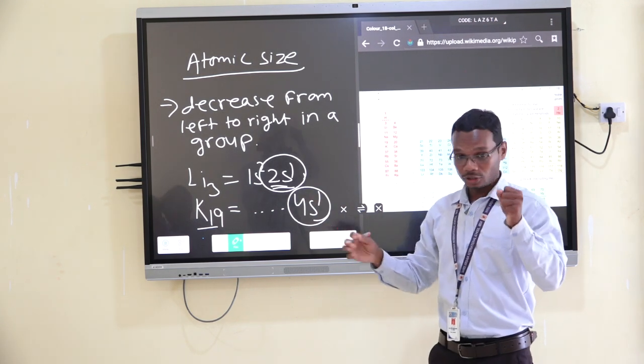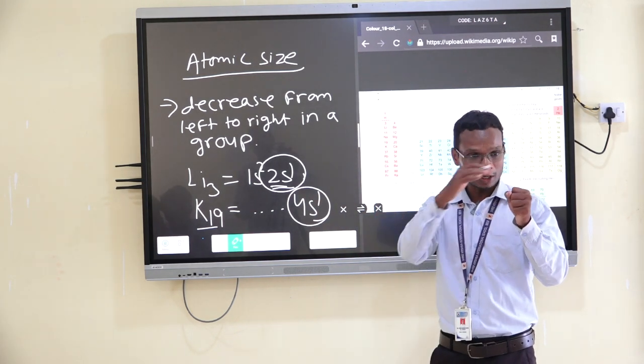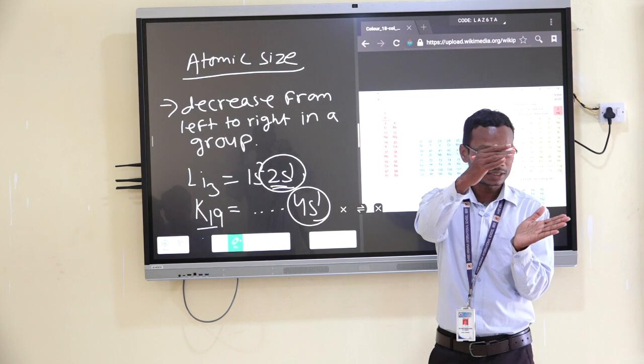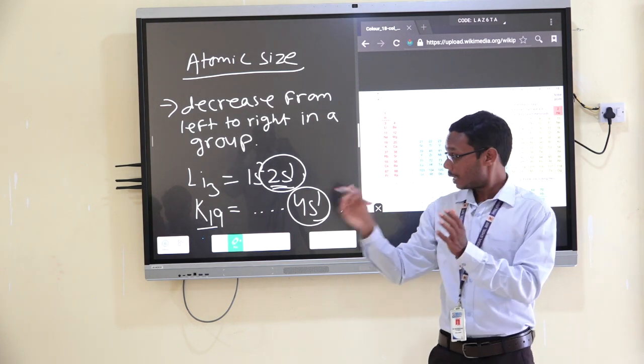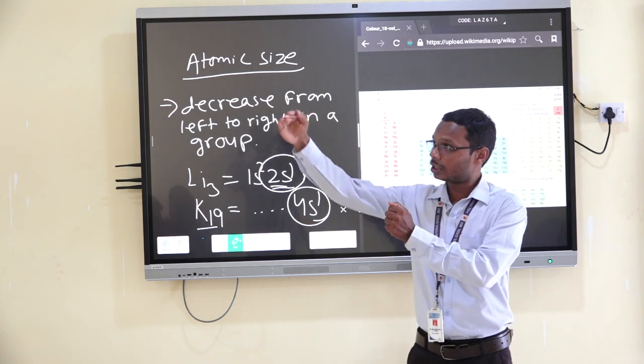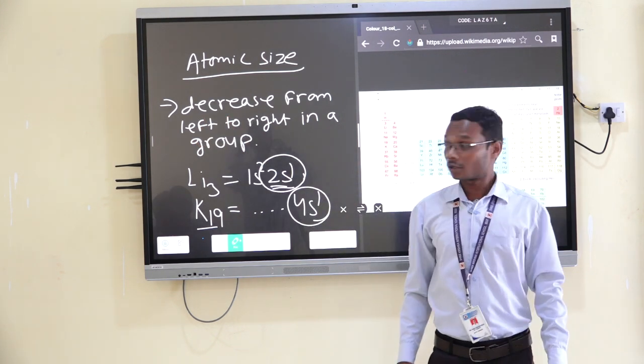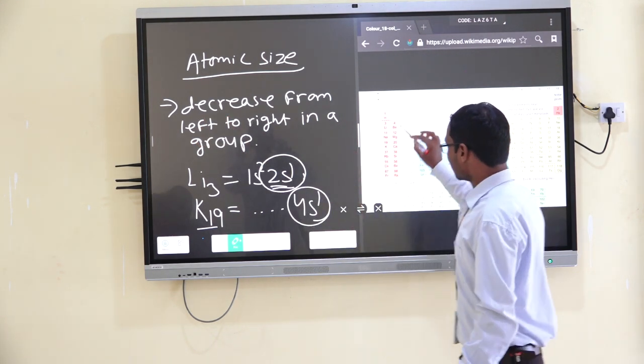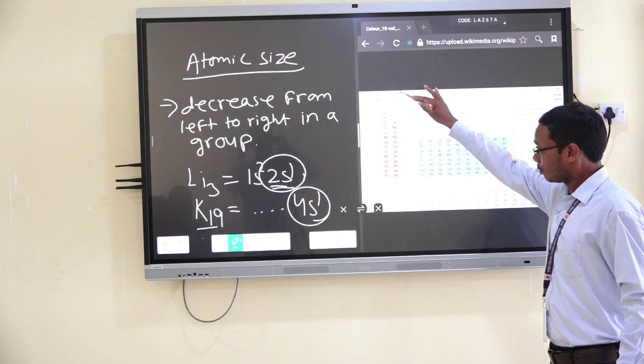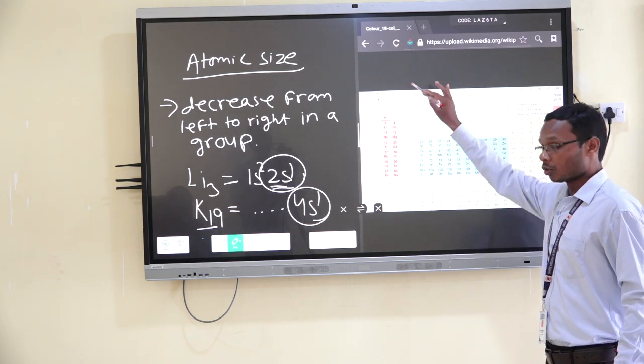Now compare lithium and potassium. In lithium there are 2 cells, 1, 2. That means size is like this. And in potassium there are 1, 2, 3, 4 cells. That means size is like that. So what is the conclusion? Atomic size increases from top to bottom, that is in a group.